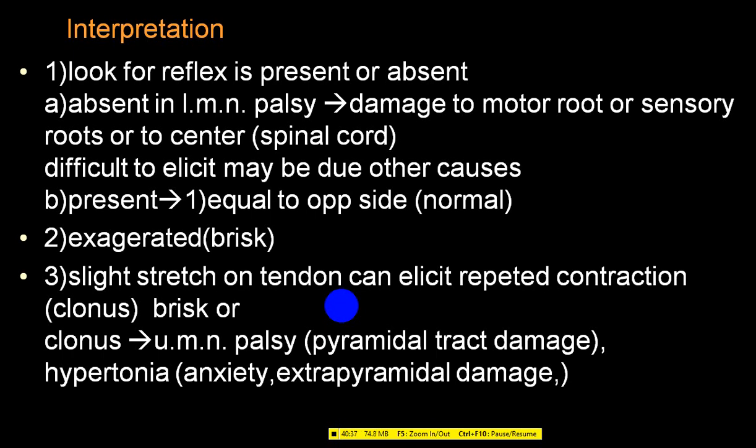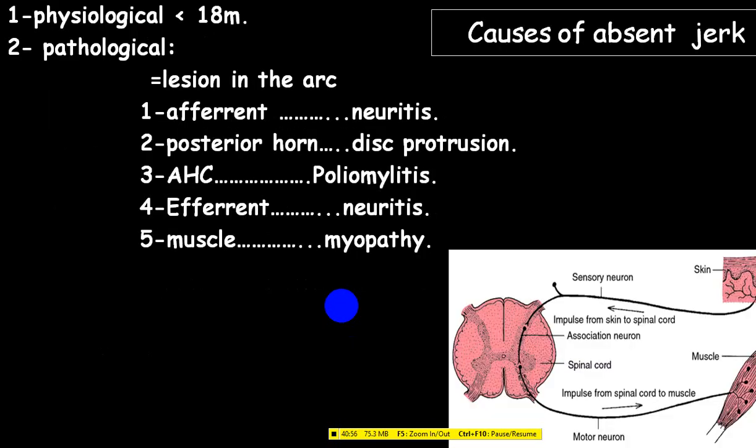Jaw jerk will be normal. But if jaw jerk is also exaggerated and all upper limb and lower limb jerks are also exaggerated, it will happen in a pseudobulbar palsy. Means the bilateral upper motor neuron palsy above the brainstem. In that condition, it will be pseudobulbar palsy.